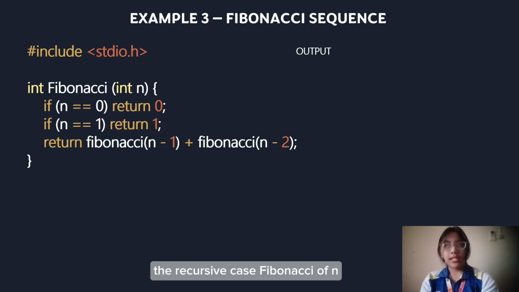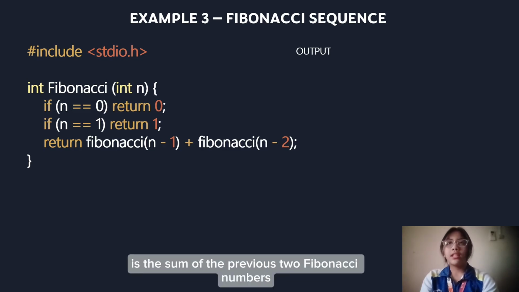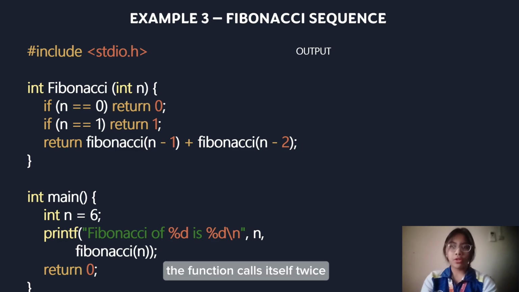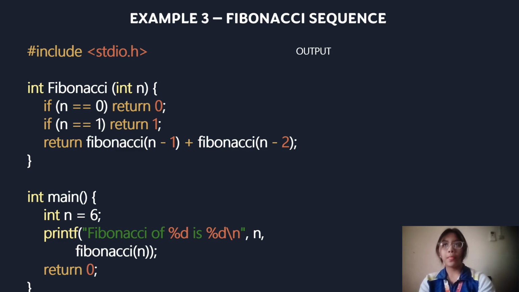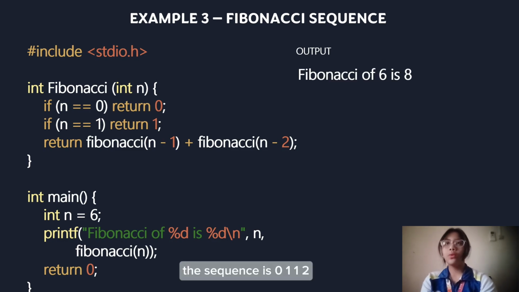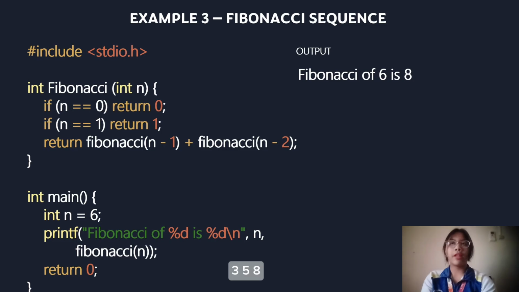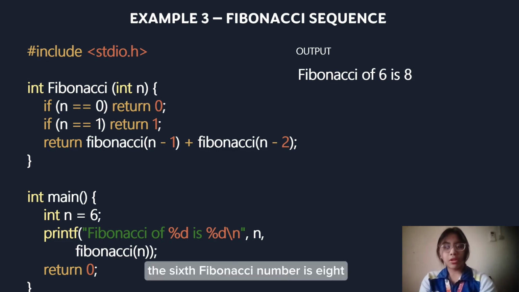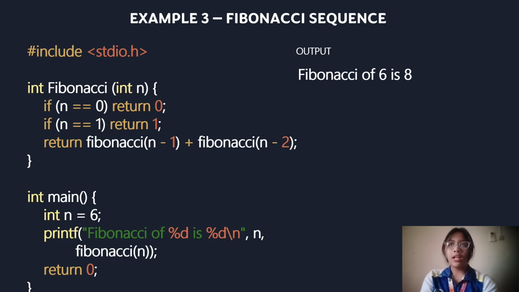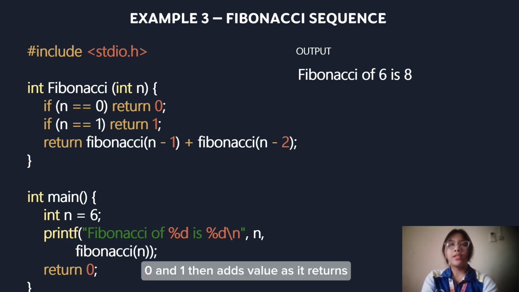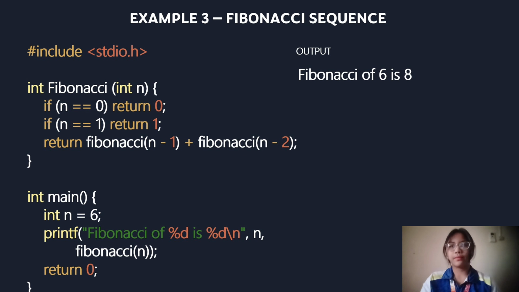The recursive case: Fibonacci of n is the sum of the previous two Fibonacci numbers. The function calls itself twice. The sequence is 0, 1, 1, 2, 3, 5, 8. The sixth Fibonacci number is 8. The recursion breaks the problem down until it reaches the base cases, 0 and 1, then adds values as it returns.